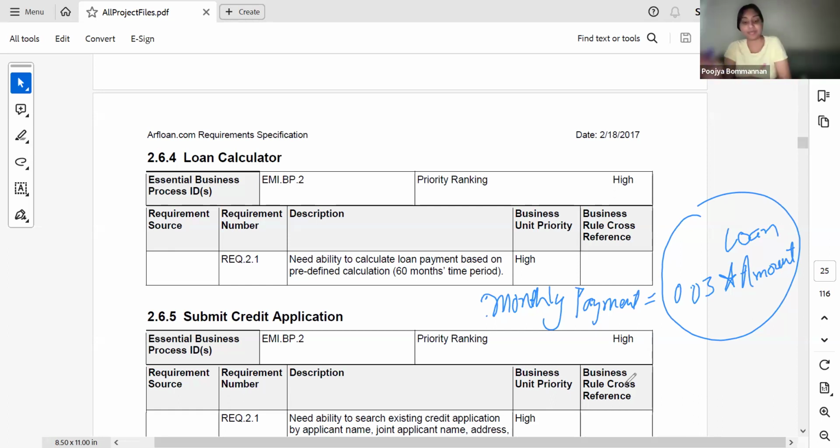Keep it simple, okay? It's not complex. I'm not asking you anything complex.